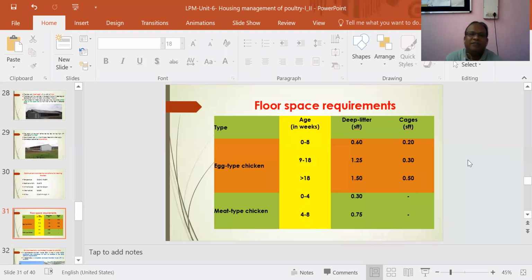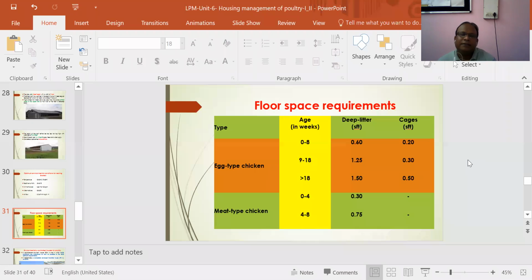Next is floor space requirement. For which type of bird? That is egg type chicken, the layer birds, or meat type chicken. For egg type chicken, that is layer birds, the space requirement in deep litter system and cage system differs. Generally, as I told you in the previous class, the cage system is mostly used for laying birds and the deep litter system is mostly used for broilers.